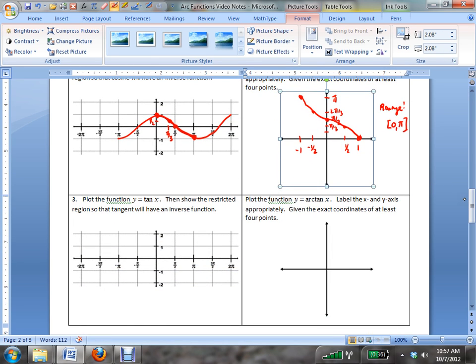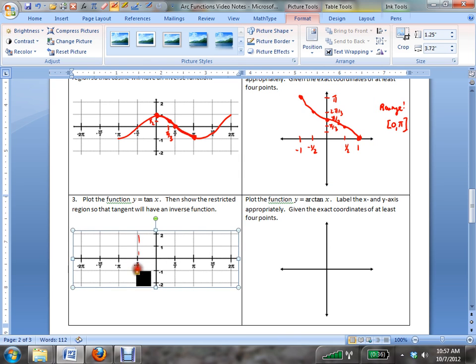Now let's graph the tangent function. The tangent function, you know, has asymptotes at every pi halves. And we can go ahead and graph that. Notice pi fourths. The tangent of pi fourths is 1. The tangent of negative pi fourths is -1.